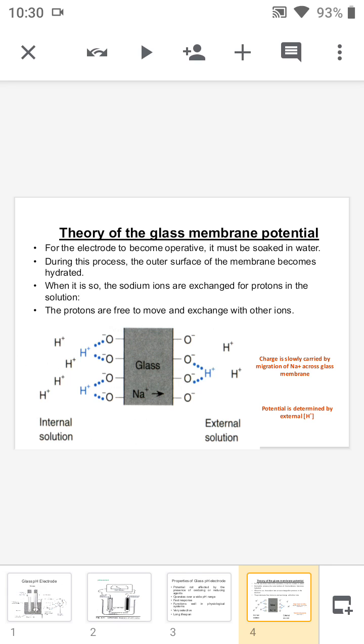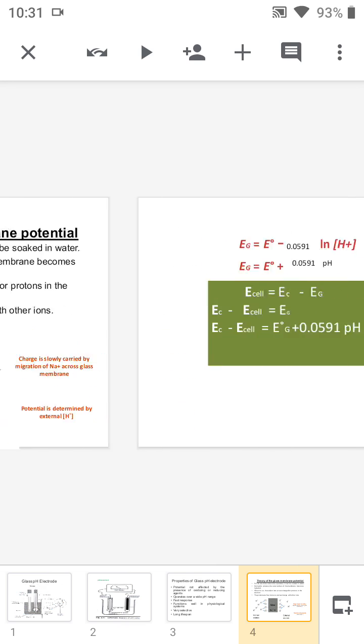For the electrode to become operative, it must be soaked in water. In every pH meter, the electrode is always dipped in water. This is mainly for hydrating the membrane. During this process, the outer surface of the membrane becomes hydrated. When this happens, the sodium ions are exchanged for the protons in the solution. So protons are free to move and exchange with the other ions.